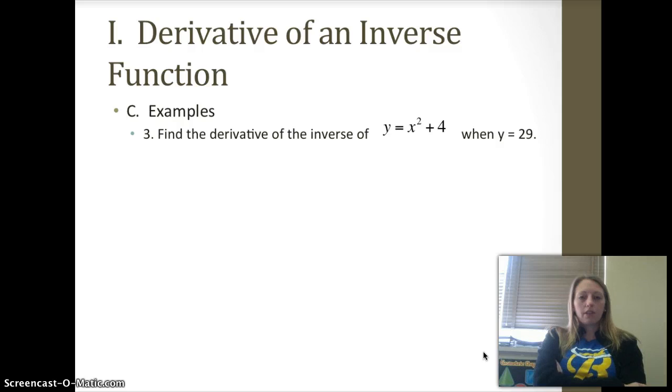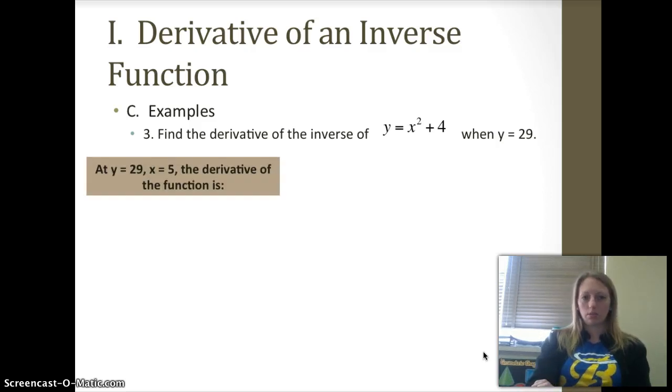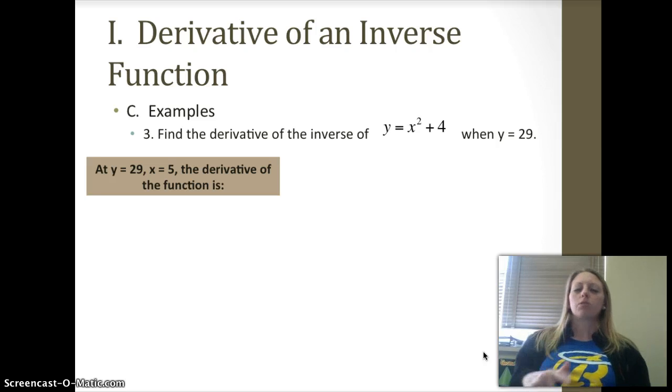So find the derivative of the inverse of y equals x squared plus 4 when y is 29. So again, we have to figure out what x is when y is 29. Well, if we look at it, x is going to be 5. So this one I go through a lot quicker. I didn't go through all the steps.